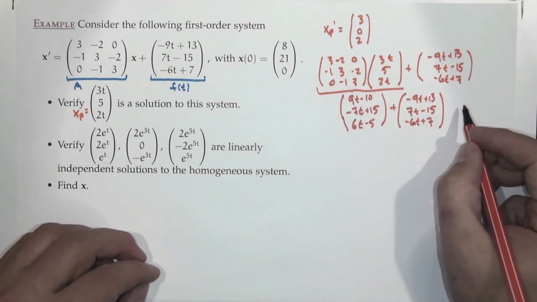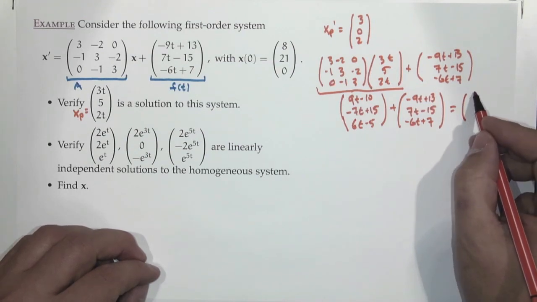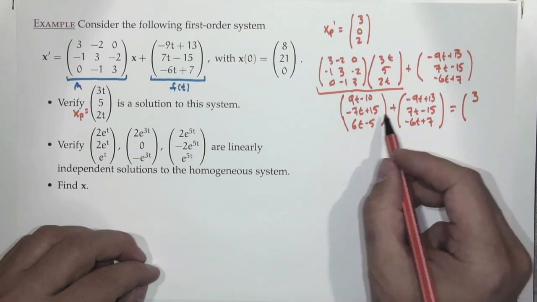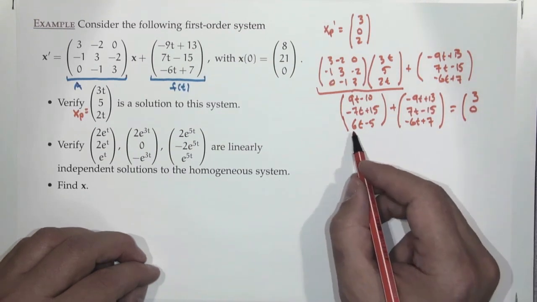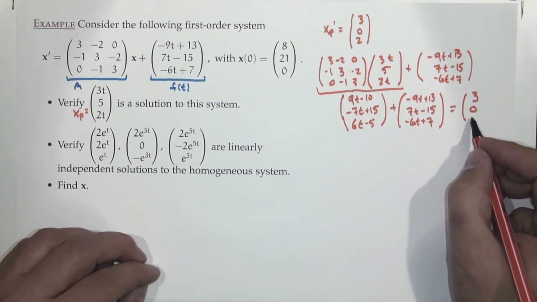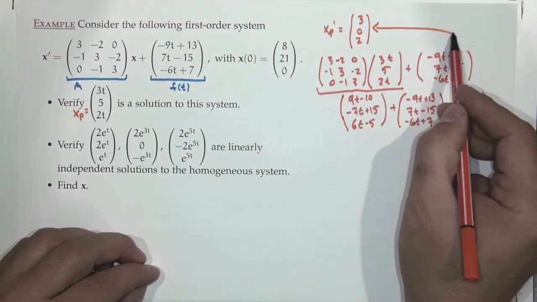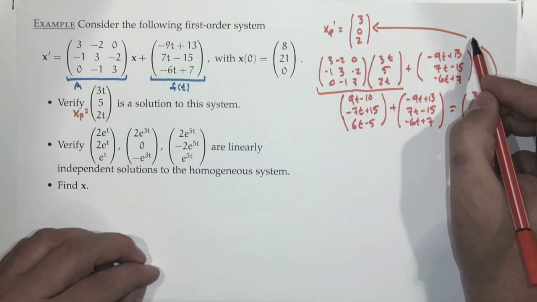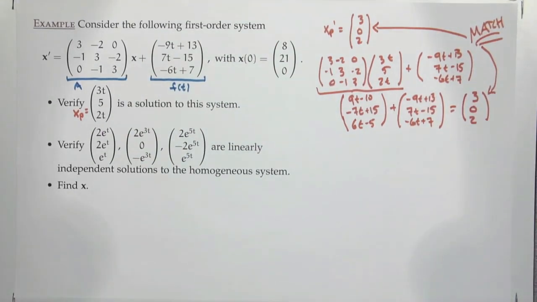Okay, so when we add up the first entries, the 9t minus 10 and the minus 9t plus 13, the result is 3. The minus 7t plus 15 and the 7t minus 15, the result is 0. 6t minus 5 and minus 6t plus 7, we get 2. Now, does this work? Well, you look and we say, aha, it's a match. So what does this mean? It's verified. Once we see that both sides give the same thing, that's the verification.